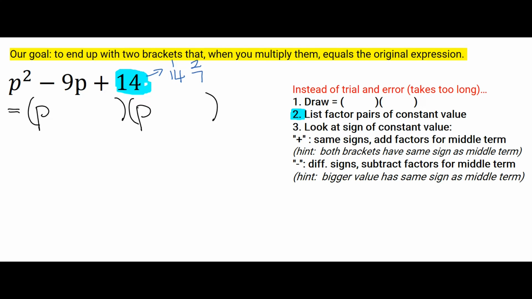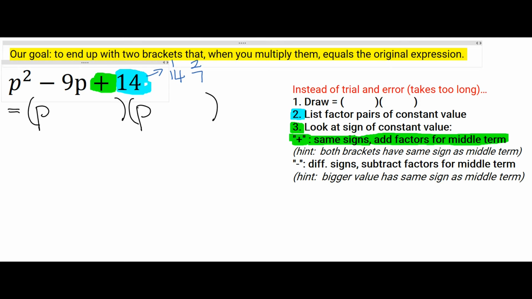Now, step 3, this is where it gets a little bit different. We need to look at the sign of the constant value. Over here, we've got a plus sign. Since it's a plus sign, the signs in each bracket are going to be the same. Also, we need to add the factors together to find the middle term. What this means is that between the pairs of factors 1 and 14 and 2 and 7, which of those pairs, when you add them up, gives you the 9? Is it 1 and 14 or is it 2 and 7? And that's it. It's going to be 2 and 7.